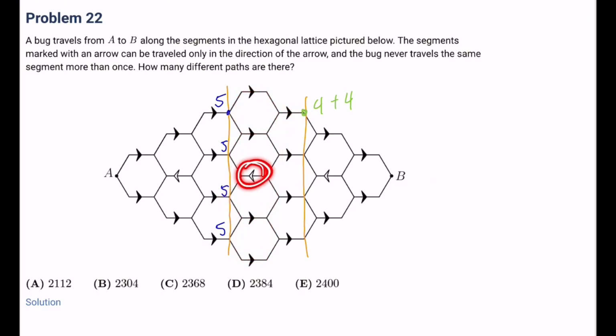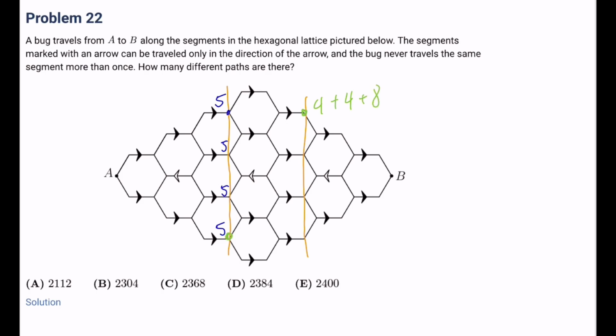But then we can use this one now, right? Because what if we go like that? Then this is used. And so we can choose which of these 2 to go, and then we can go through that one, and then we can choose which of those 2 to go through, so that's 4 in total. So that's 4 plus 4 more, which is 8.